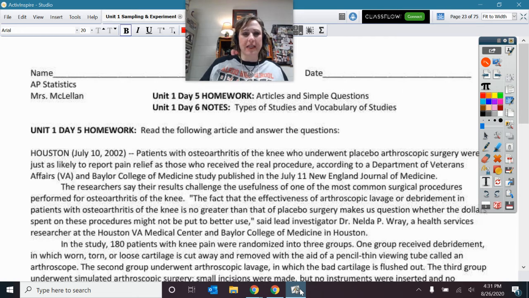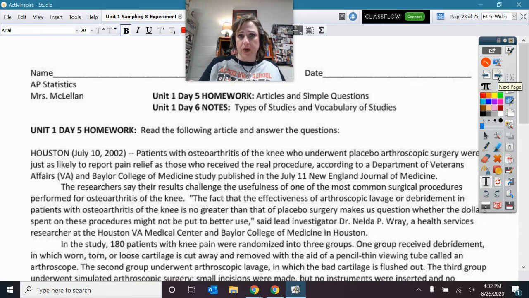Hi, guys. We're going to go ahead and work on the next topic that we're coming to on observational studies and experiments. Now, we haven't talked about that vocabulary yet. I just said, hey, read these articles. Okay, so let's take a look at what we came up with. We'll actually go back to these articles in just a second.